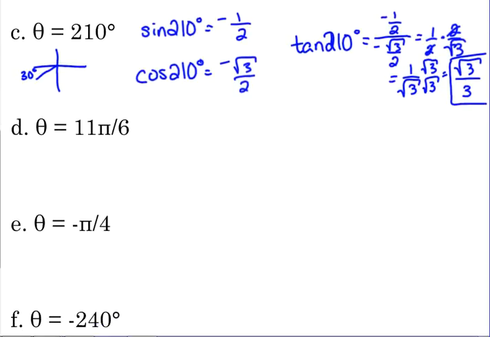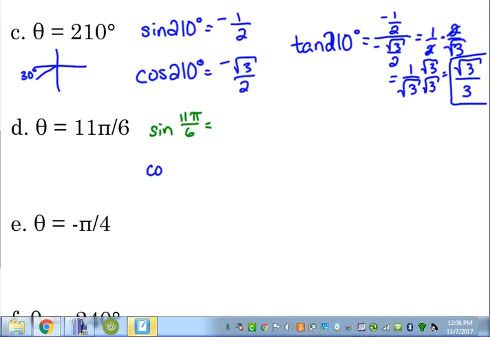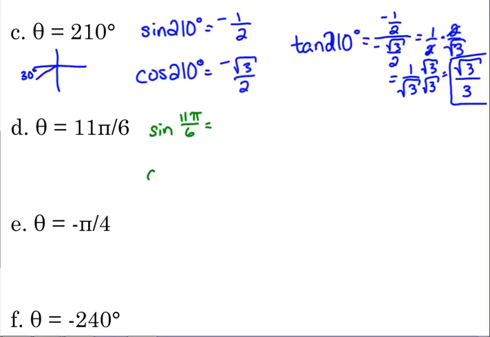11 pi over 6. Again, I know you can look right at your unit circle, but I want you to think through the logic here. 11 pi over 6 means that pi over 6 is its reference angle. The denominators are always the same. I need to locate which quadrant that's in. 11 is a little bit short of 12 over 6, so that's almost all the way around. So we're in the fourth quadrant.